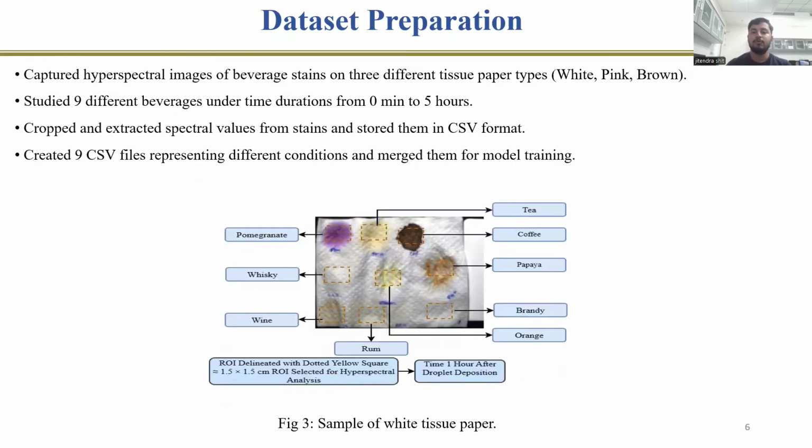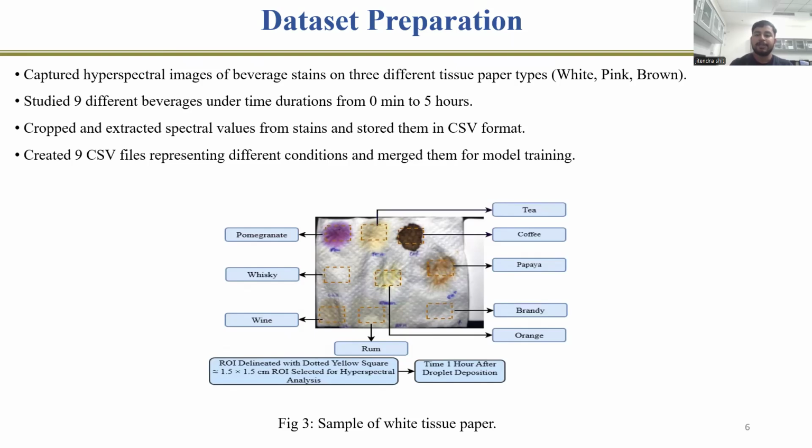Next, I'll talk about how we prepare the data. We captured hyperspectral images of beverages on three different tissue papers: white, pink, and brown. We studied 9 different beverages, captured from 0 minutes up to 5 hours, with images taken at a one hour gap. We cropped and extracted the pixel values from the stain and stored them in a separate CSV file.